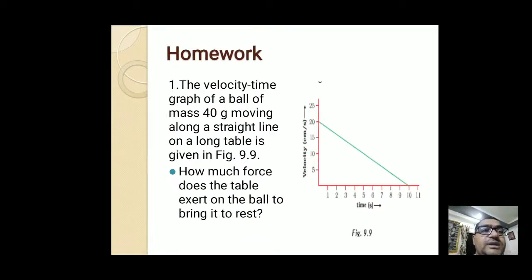Now I hope you understand, students, these two sums. Similar type of sums I am giving you, so that you solve them at home in the physics notebook. Question number 1 is the same. You have to see this particular figure and find how much force is exerted on an object. But here I have changed certain values. The mass of the object is 40 gram. By changing this digit, you have to calculate how much force the table exerts on the ball to bring it to rest.